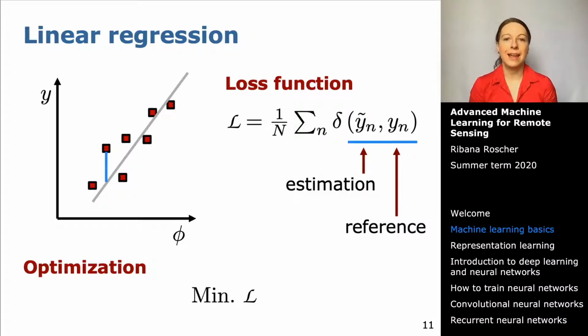The loss function L is defined by a function delta. And delta compares your estimation and the reference. And the loss function will penalize huge gaps between the estimation and reference so that you can find parameters which give you small gaps. And this is done in an optimization process. So the loss function is minimized, and it is an iterative process in which the parameters are getting closer and closer to a good solution.